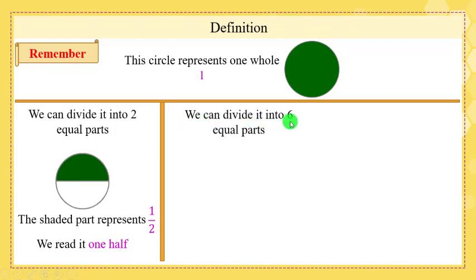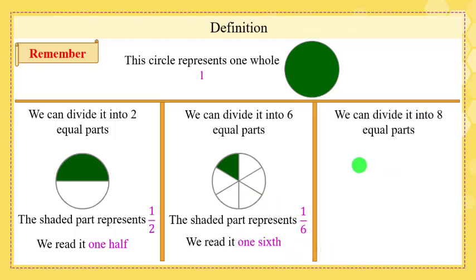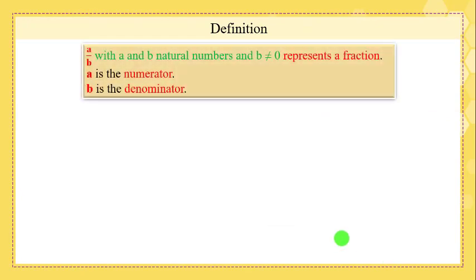Or we can divide it into 6 equal parts: 1, 2, 3, 4, 5, 6. Then we shaded one of these equal parts. The shaded part represents 1/6 because we shaded one part out of 6 equal parts. We read it 1/6. Or we can divide it into 8 equal parts: 1, 2, 3, 4, 5, 6, 7, 8. Then we shaded 2 out of these equal parts. The shaded part represents 2/8. We read it 2/8.